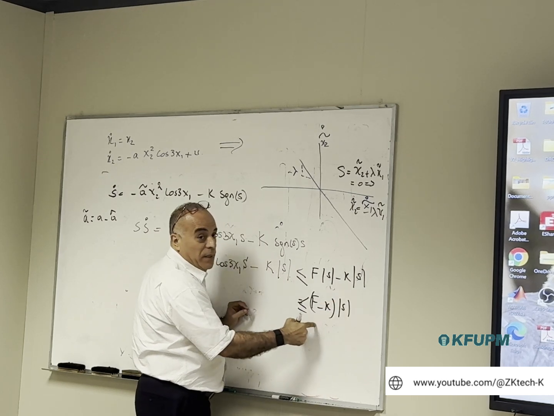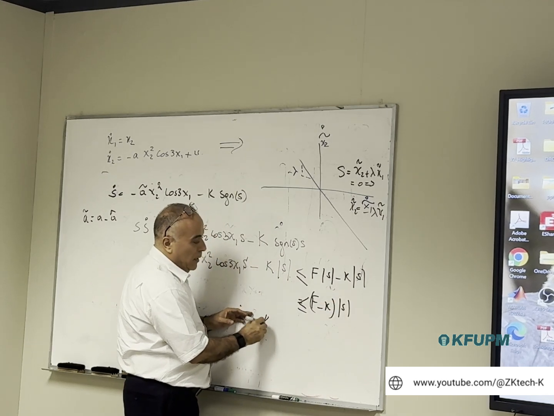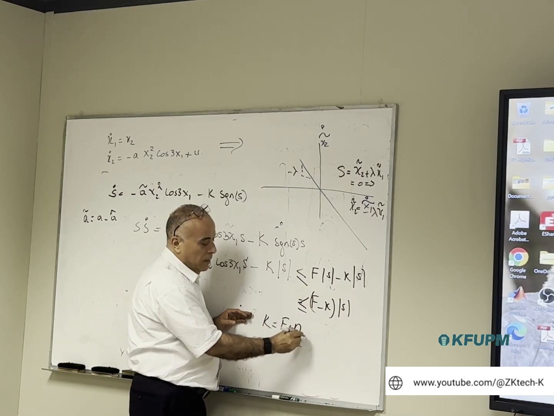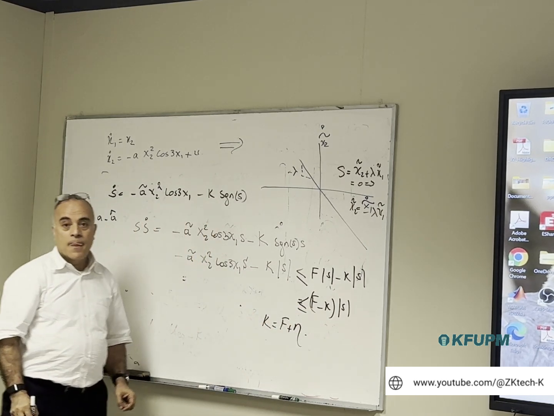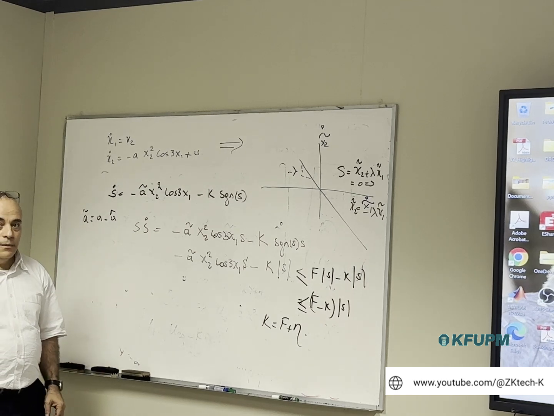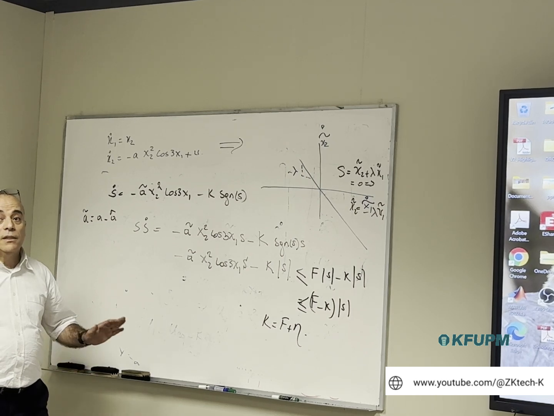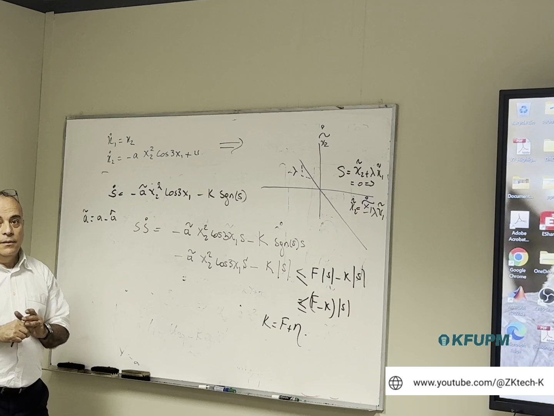In order for this to be negative, k has to be bigger than f. So we are going to say f plus eta. Eta can be anything. There is no need for adaptation here. The problem says A is not known but bounded. K will take care of this.